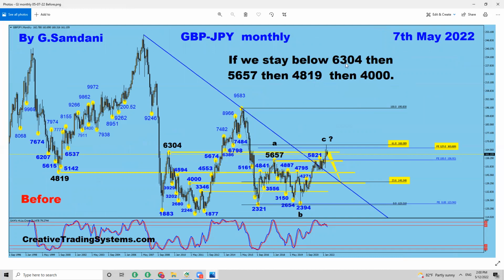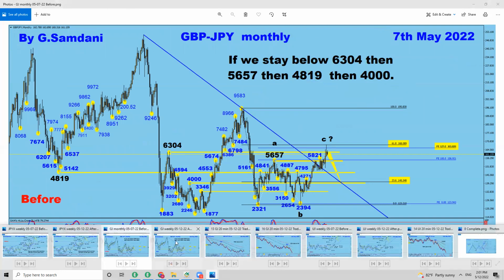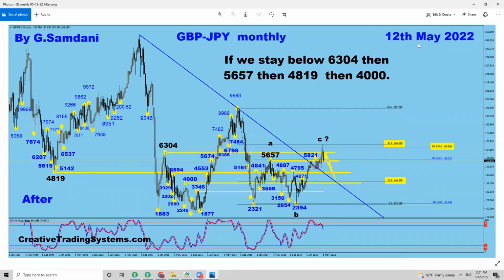I said here as well on the 7th, you see? And then I said below 63, if the yen starts dropping, the yen index, it will drag this thing down. And if we go below 63.04, then we'll go to first 56.57, then 48.19, then 4,000. These are the steps, a staircase. So what happened to this chart so far is this. On the 12th, today, we went down below 63 to 56.57, I said, and you see this yellow band here, and right there is 56.57. I just recorded the chart. We are at that number today.